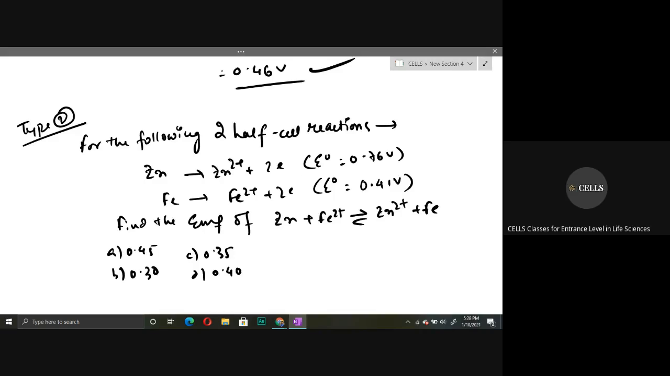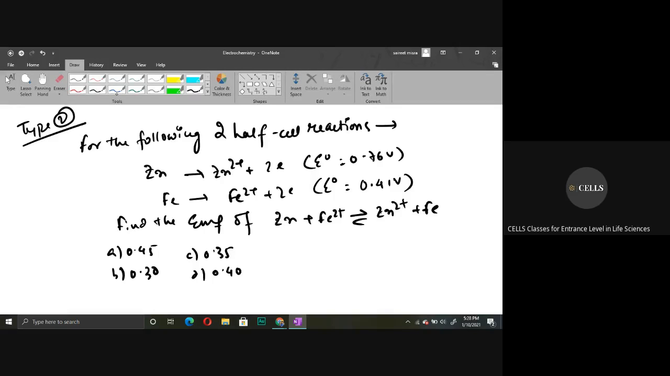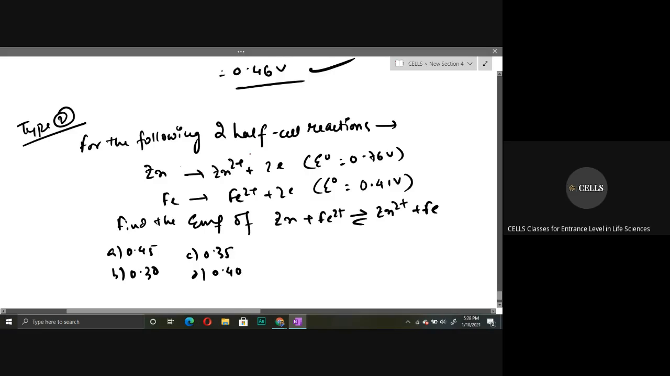Perfect. So what is the thing? Here we are having these two reactions. These are all our oxidation reactions, so these are the oxidation potentials. You just convert them into the reduction potential: minus 0.76 volt and minus 0.41 volts. Among them, which one is the larger value? This one is the larger value.